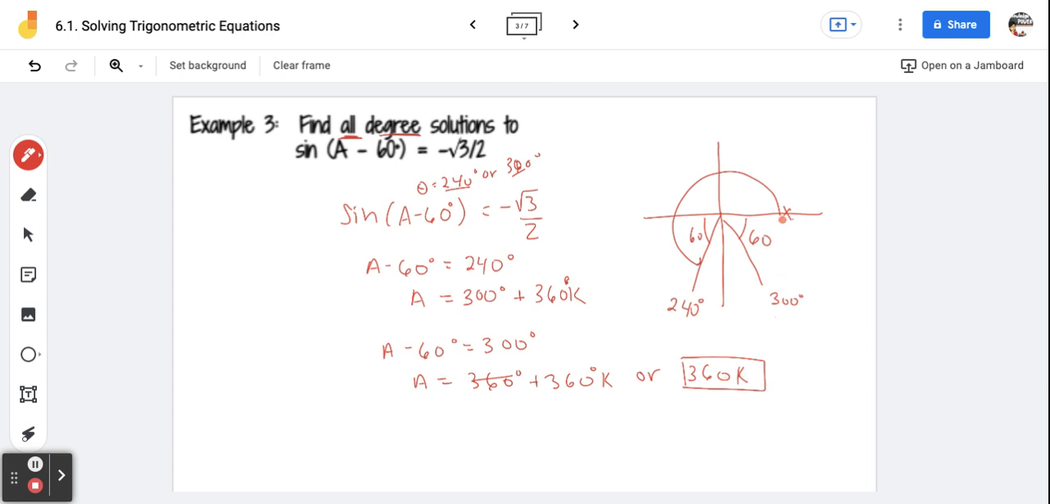If K is 0, then it's 0. 0 is a solution. It's here. If K is 1, then it's 360, so it's here. K is 2, it's 720, so it goes around twice and lands there. 3 times lands there. K could be negative 1 and be negative 360 and still land there. All right, so that would be two solutions, 300 plus 360K and 360, or any multiple of 360.